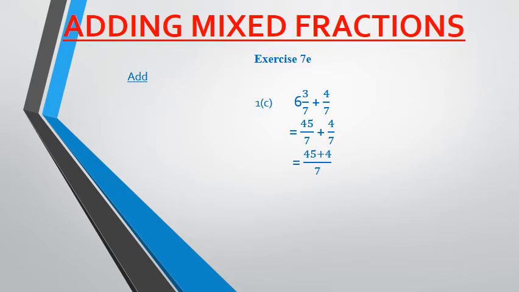So now we will add the numerators of the two fractions upon the common denominator, which in turn is equal to 49 by 7. Now children, we can divide the numerator as well as the denominator by the common number 7. And what do we get? 49 divided by 7 is equal to 7 and 7 divided by 7 is equal to 1. So we get 7 as our answer.